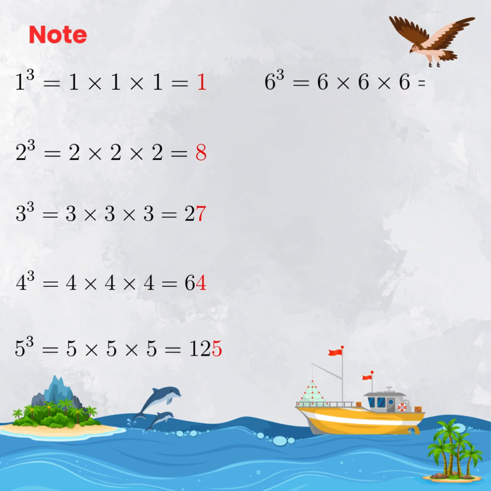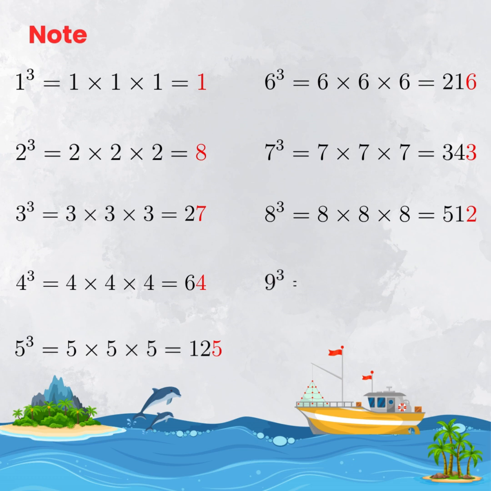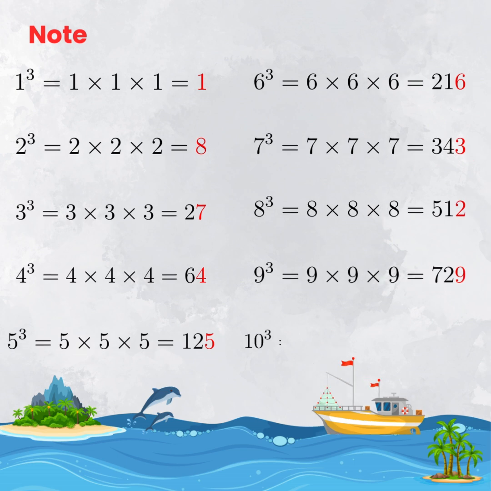6 cubed means 6 times 6 times 6, and its value is 216. 7 cubed means 7 times 7 times 7, and its value is 343. 8 cubed means 8 times 8 times 8, and its value is 512. 9 cubed means 9 times 9 times 9, and its value is 729. 10 cubed means 10 times 10 times 10, and its value is 1000.